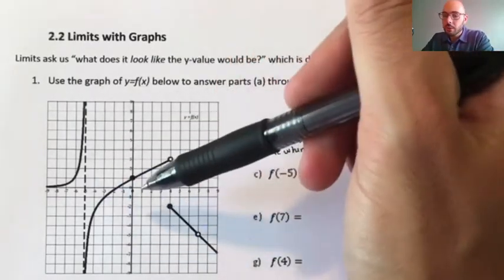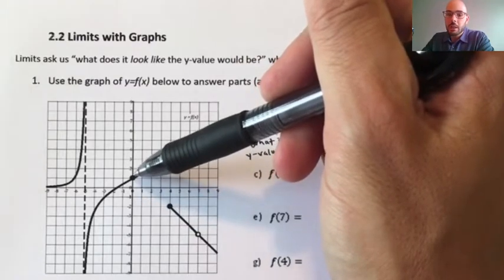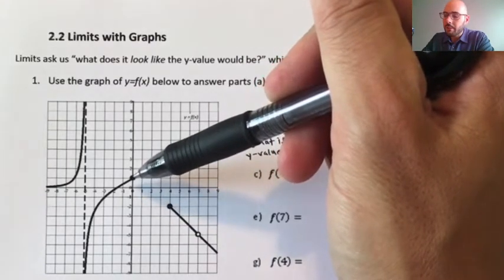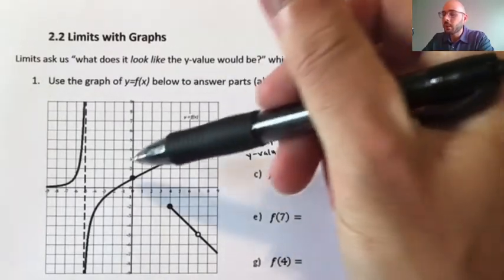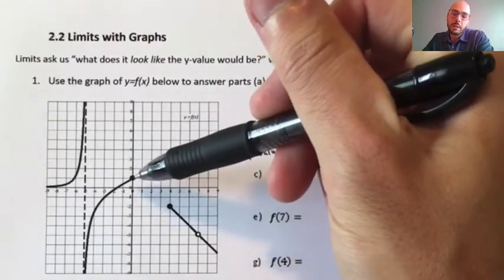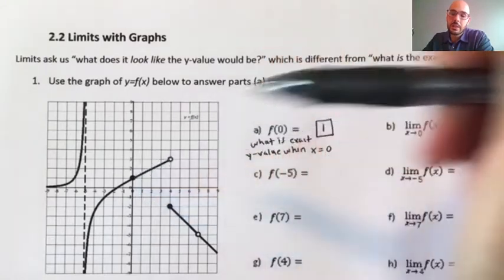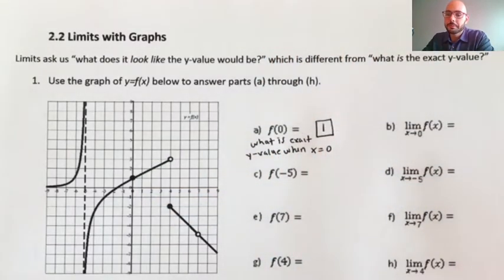So I can look at this graph. When x is 0, I go up to the graph. It looks like it has a y value of 1. So the exact y value of that graph when x is 0 is 1. There it is. It's a point. It's filled in. It's clear. It's obvious. It's 1.